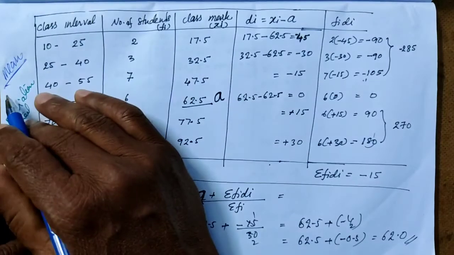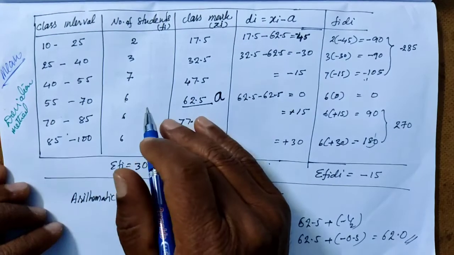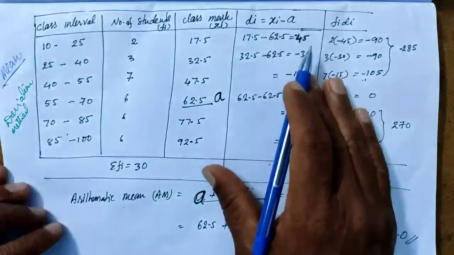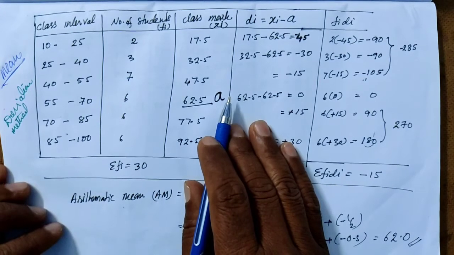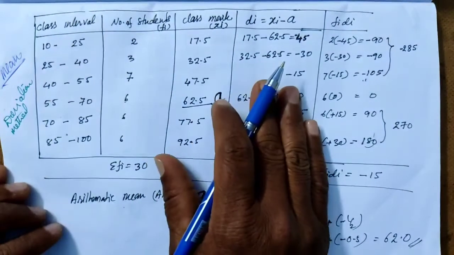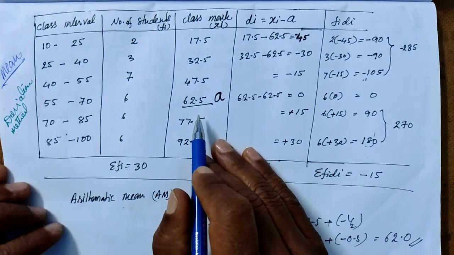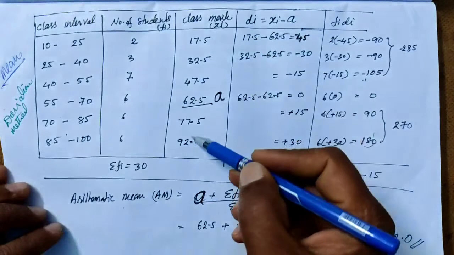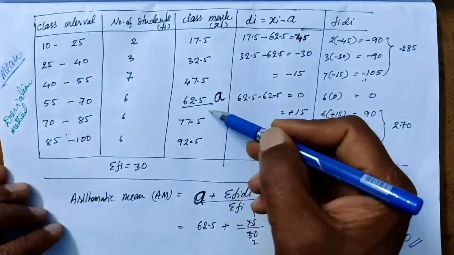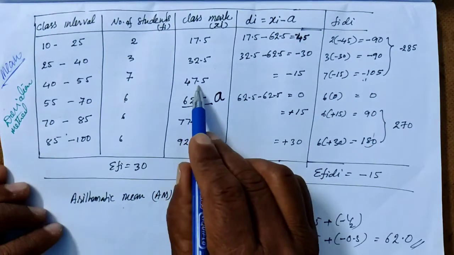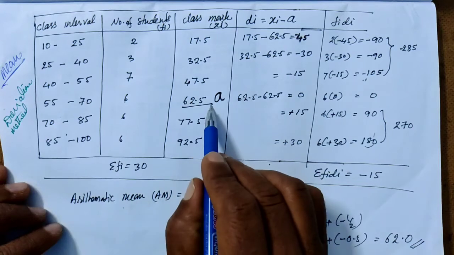To find the mean of group data, we have three methods: the direct method, the deviation method, and the step deviation method. In the deviation method, or assumed mean method, which value has to be assumed as the mean? Among these six values, we have to take a middle value, either 47.5 or 62.5. Here we take 62.5.